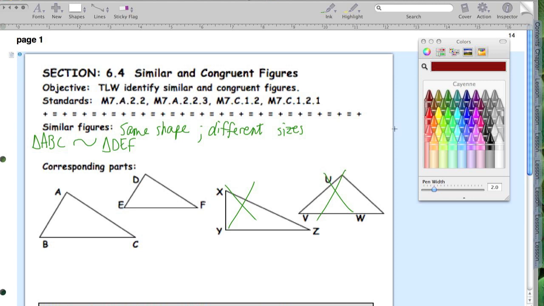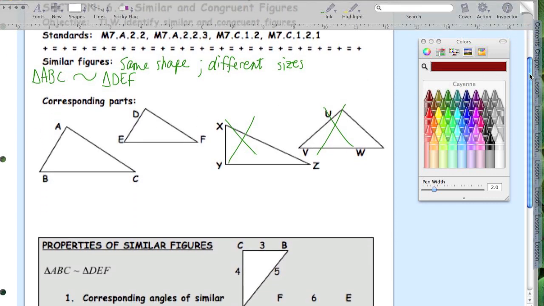Typically when you do these problems, you're not going to have to just guess or assume. They'll tell you the information, and then you will figure out the things from there. But assuming that these two are similar, we can see that they are the same shape, but DEF is smaller than ABC, so the same shape but different sizes.